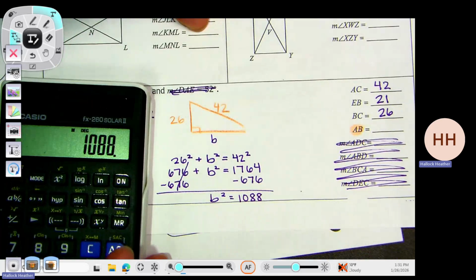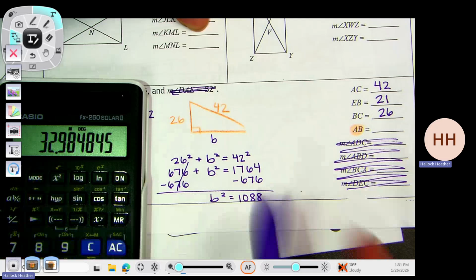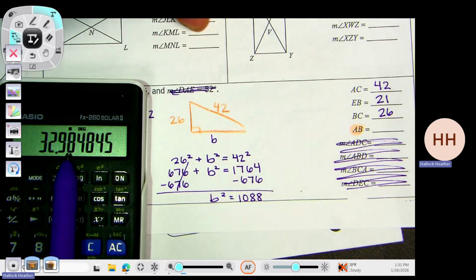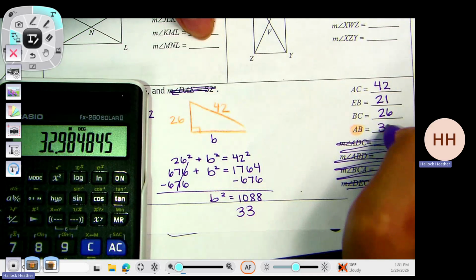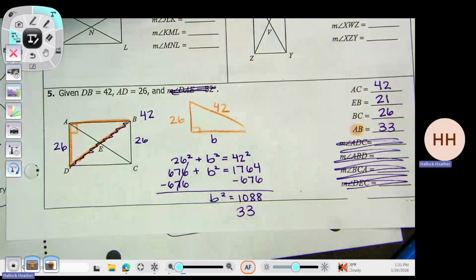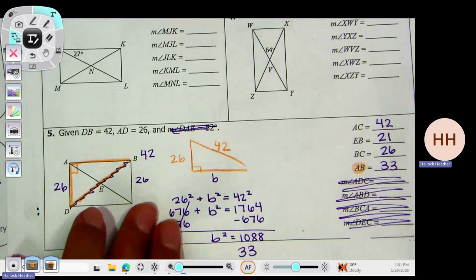When you minus them, you should get 1088. When you shift square root, you should get 32.98. The 8 is going to make the 9 go to 10, which is going to make the 32 go to what? 33. So, do we feel okay?